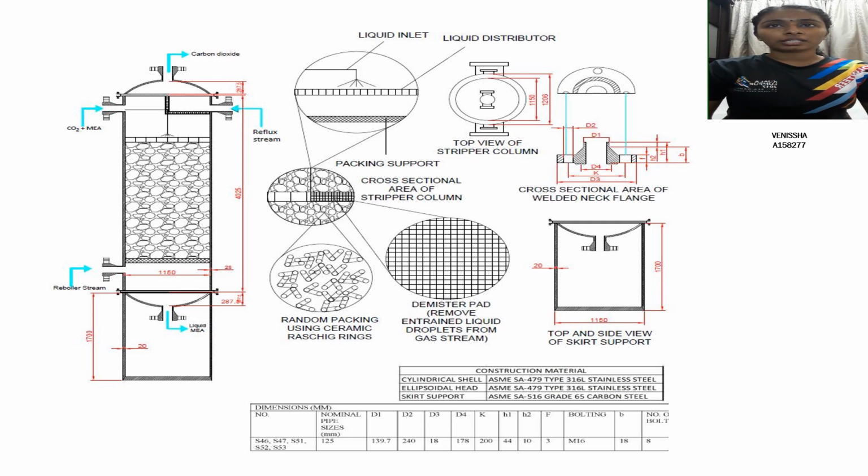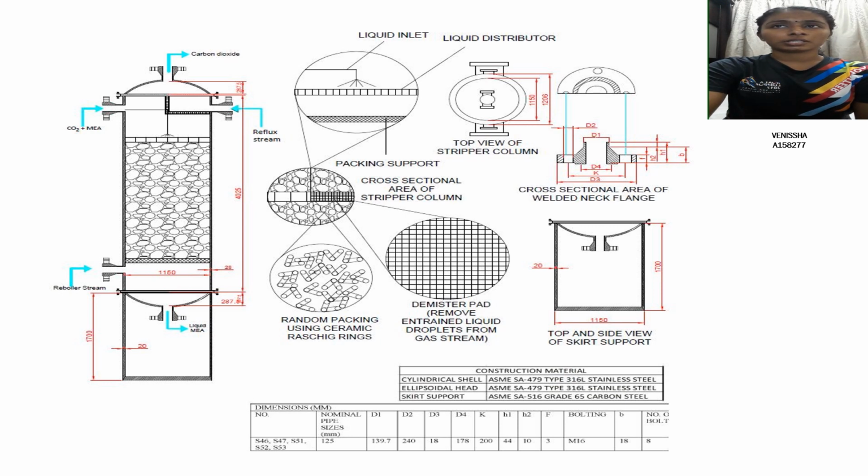The type of packing used inside the stripping column is random packing using ceramic Raschig rings. This type of packing is used since it could reduce the hold up time of liquid and hence reduce the corrosion inside the column.